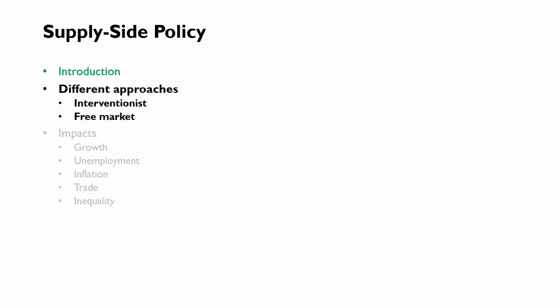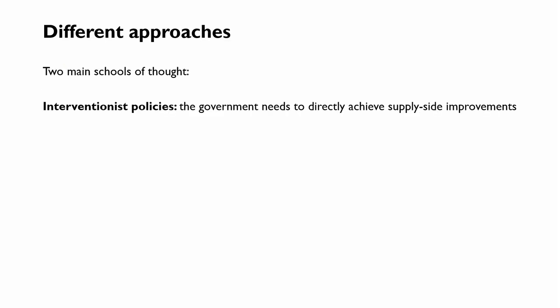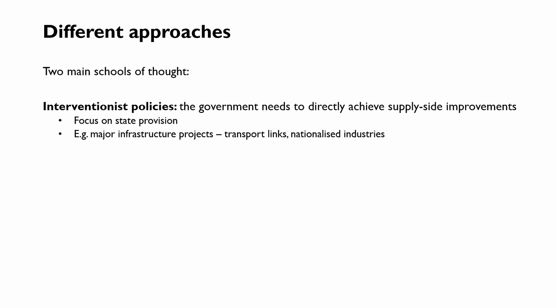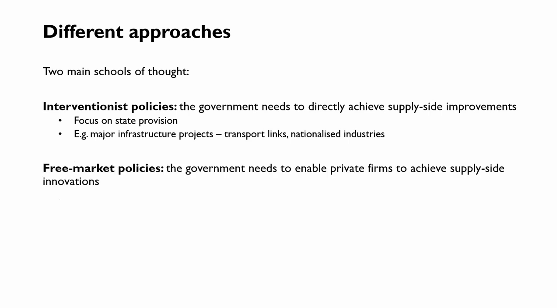There's two basic approaches to achieving this supply side improvement, increasing the trend rate of growth, increasing our productive capacity. Interventionist policies argue that the government needs to directly achieve those supply side improvements. These policies focus on state provision, so we're thinking major infrastructure projects like transport links and nationalised industries.